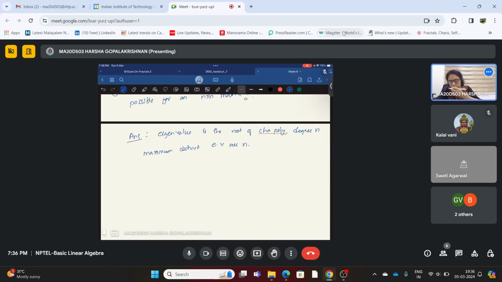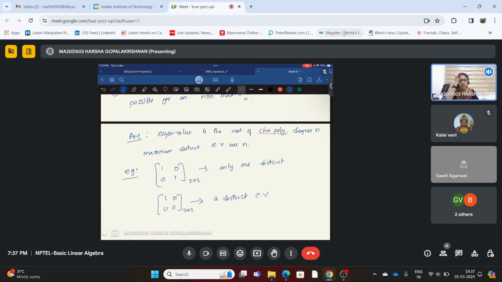Let me give one example. Here we have [1 0; 0 1], a 2 by 2 matrix, with only one eigenvalue. Actually it is repeating, but if we consider distinct eigenvalues, only one distinct eigenvalue. And in the case [1 0; 0 0], we have two distinct eigenvalues, which is the same as the order.